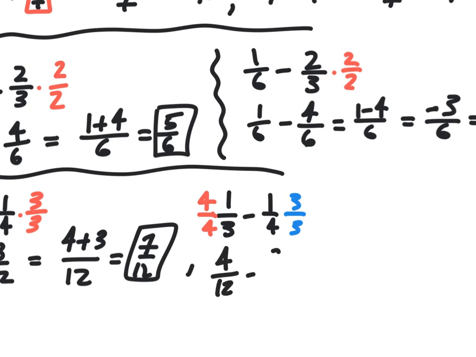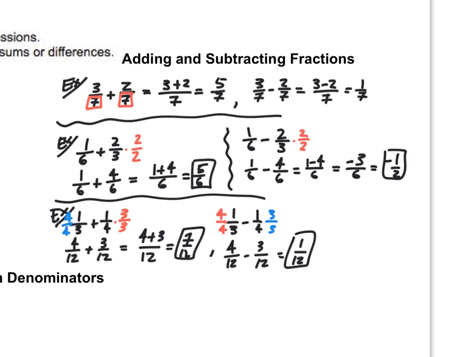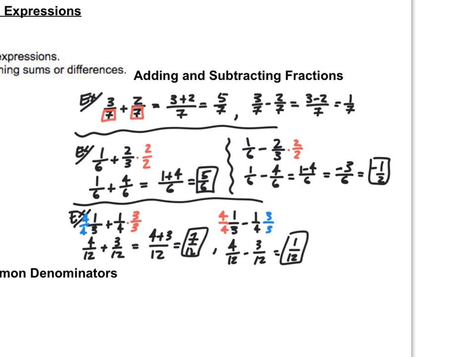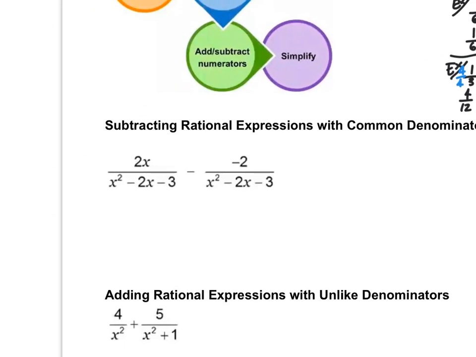4/12 minus 3/12, which is going to give me 1/12. Okay, so adding and subtracting are pretty much the same, but we've got to make sure we understand how to get common denominators, okay? Sometimes you can do this stuff in your head, but otherwise I would recommend to write it out, okay? So let's go ahead and talk about this.